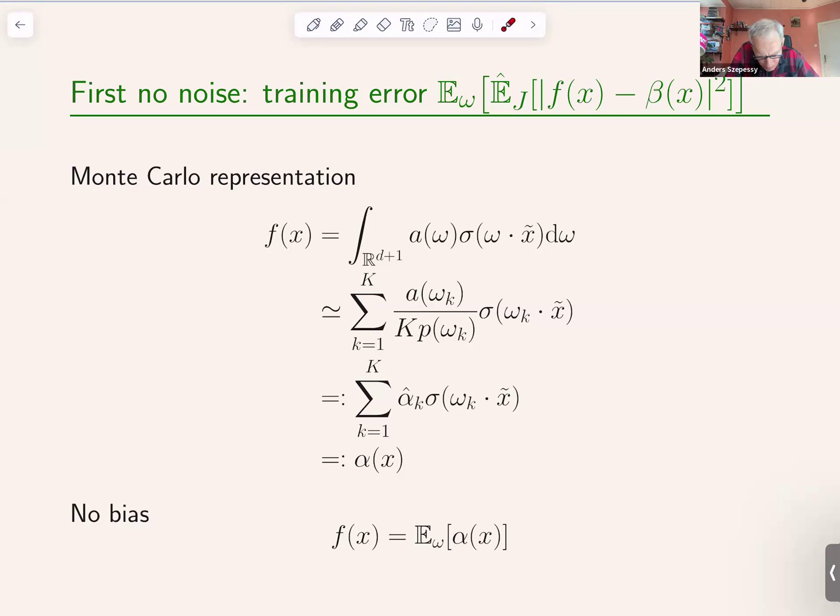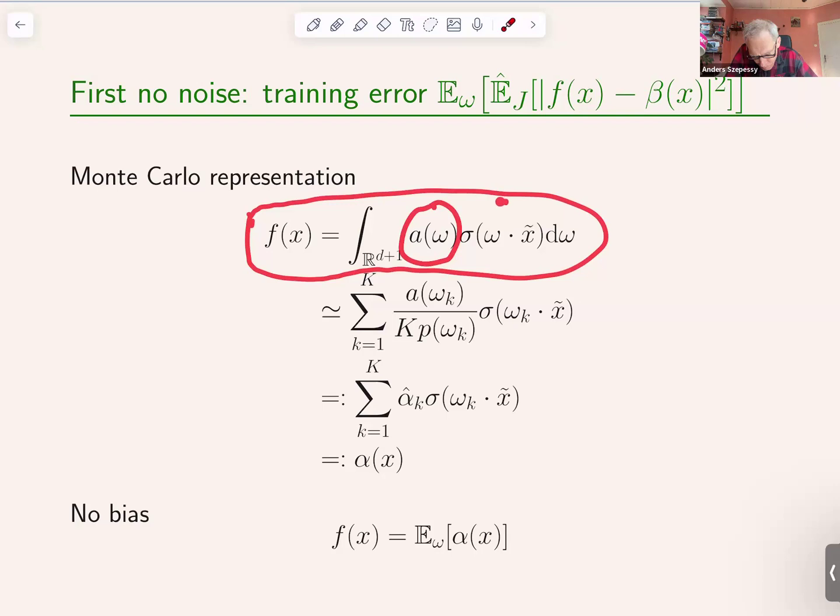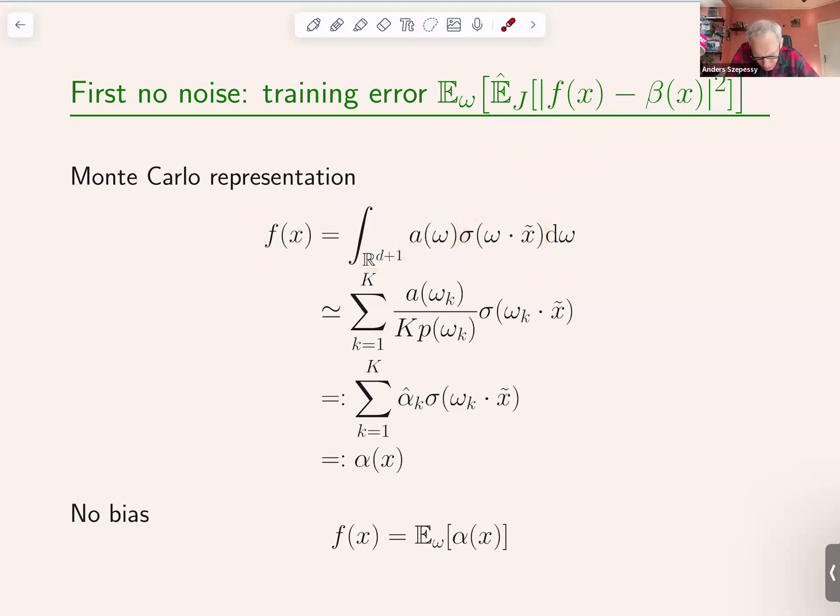And the training error. Then we have assumed that we have a representation of the function. You can think of the Fourier representation. Then this is the Fourier transform, and here we would have the Fourier exponential e to the i omega x, and then integrate with respect to the frequencies. Now we make a Monte Carlo approximation of this integral. Then we obtain this Monte Carlo approximation.